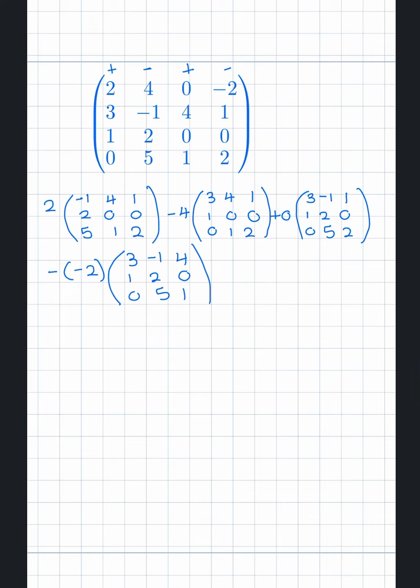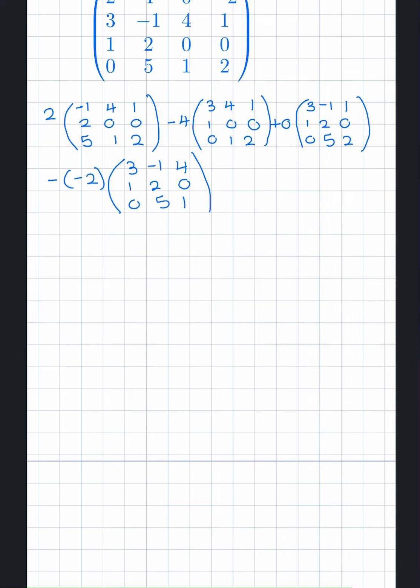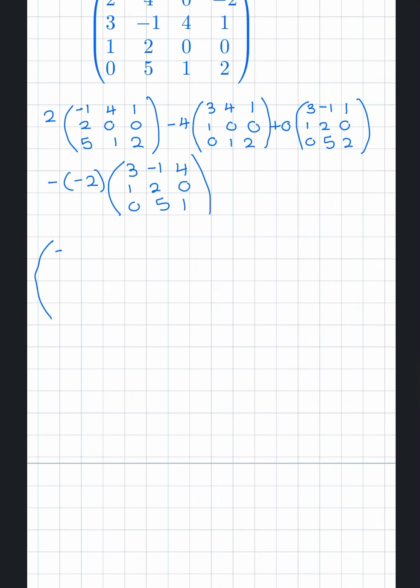Now we want to find the determinant of each of these matrices. We have to know the determinants. So let us solve the first one. Do you still remember the Sarrus rule? So we're going to use the Sarrus rule to solve the first one. We have minus 1, 4, 1, 2, 0, 0, 5, 1, 2. Then we write the first columns: minus 1, 2, 5, and in the second column 4, 0, 1.